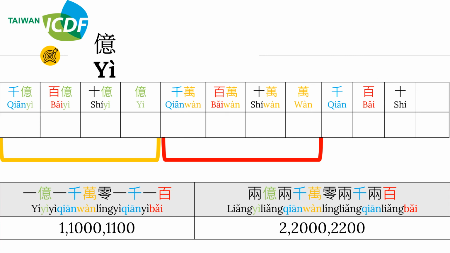If there are 亿, 万, 千, and 百 involved, for example, 1亿1千万零1千100, 2亿2千万零2千200.